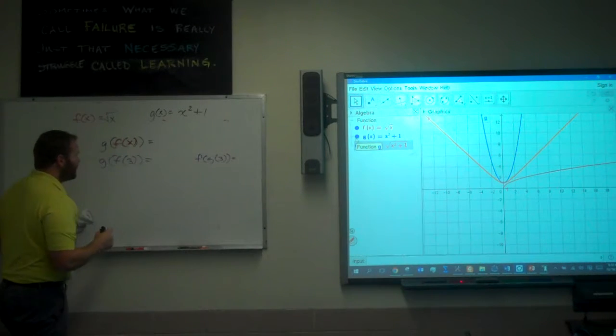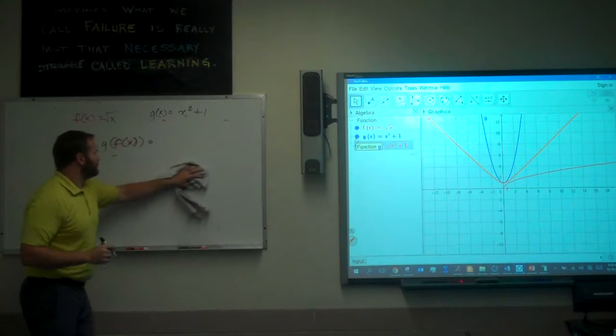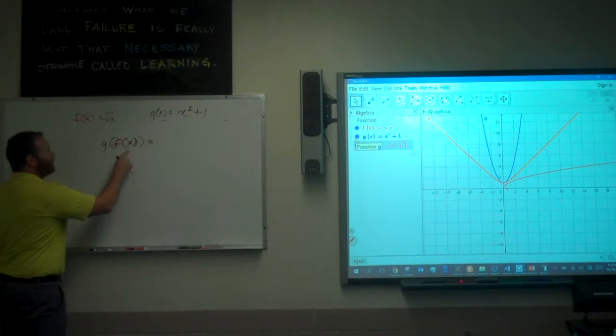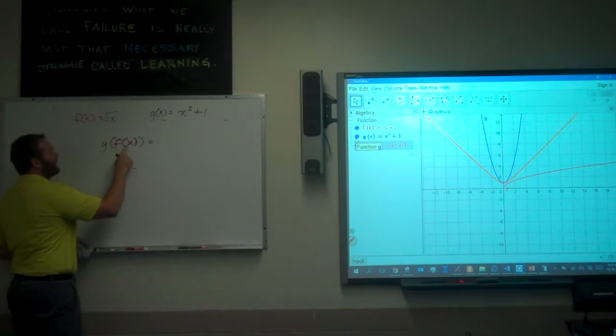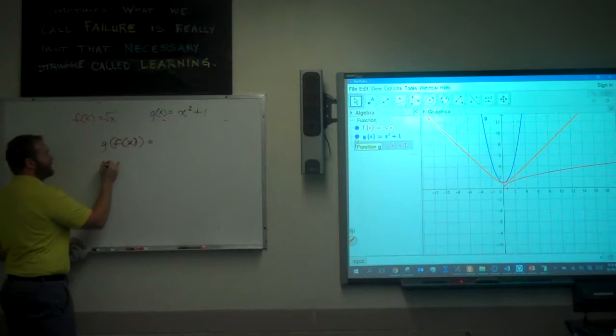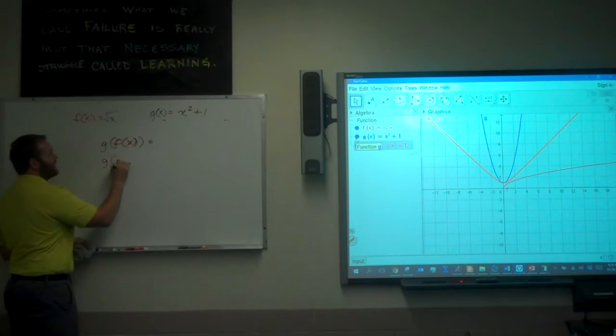Okay. So the idea then is looking at this as a rule. Okay. Take my f of x function. I'm going to replace it right there. So it becomes g, but f of x is now square root of x, right?